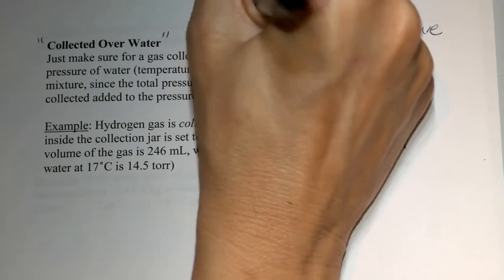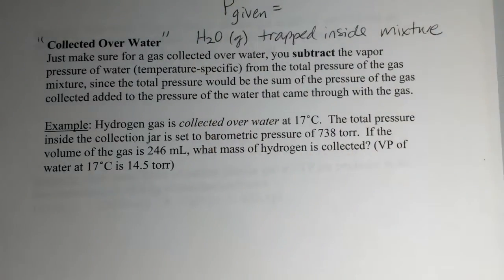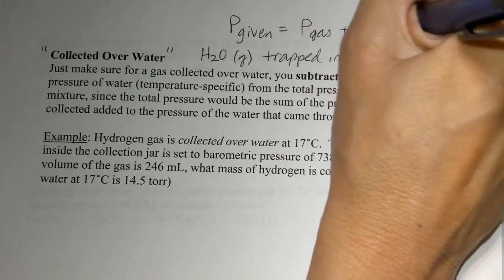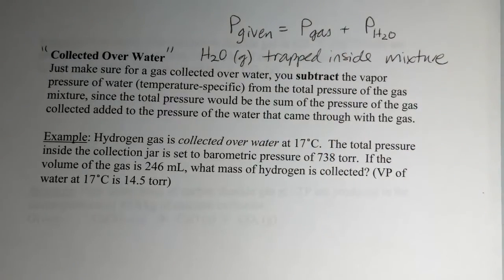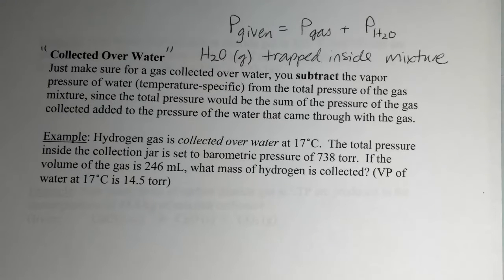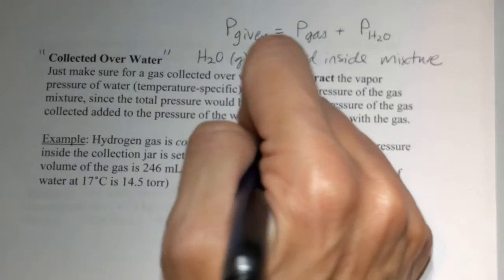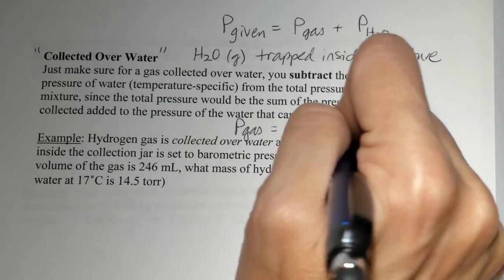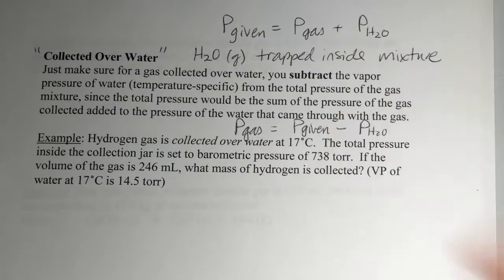So when you're given the pressure for the sample, it's really the sum of the pressure that you were collecting added to the pressure of those trapped water molecules, because those trapped water molecules are leading to some collisions. So they're contributing to the overall pressure of the mixture. So what you'll have to do here is figure out the pressure of just the gas you're collecting. You're going to have to take the given pressure and subtract that pressure that's due to water.